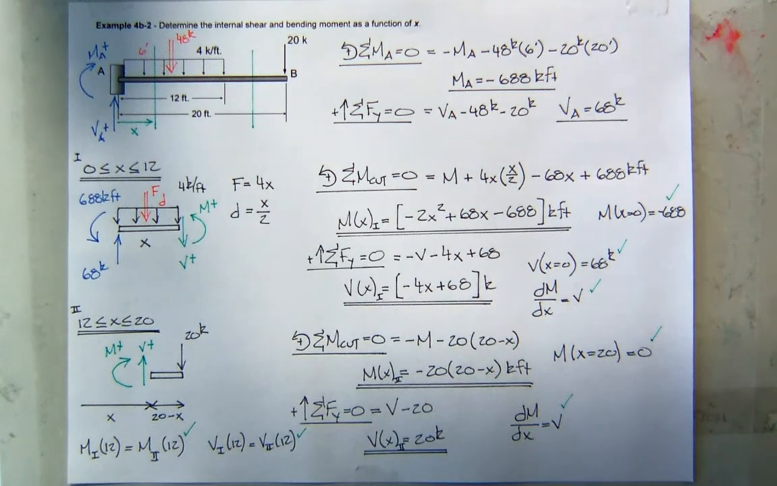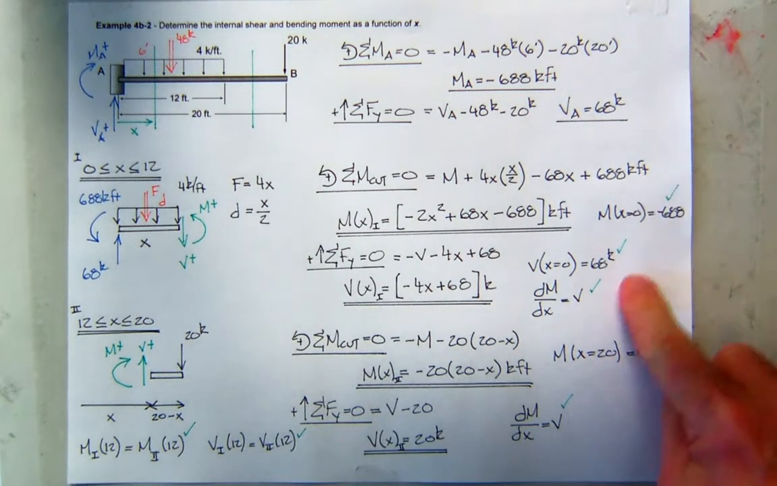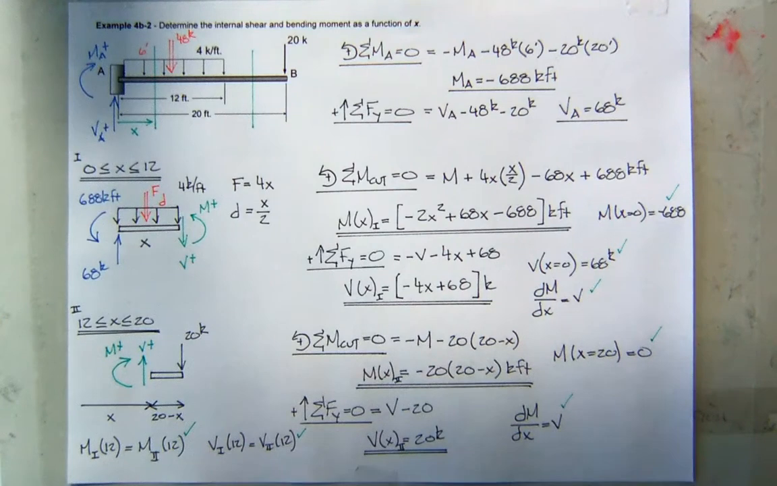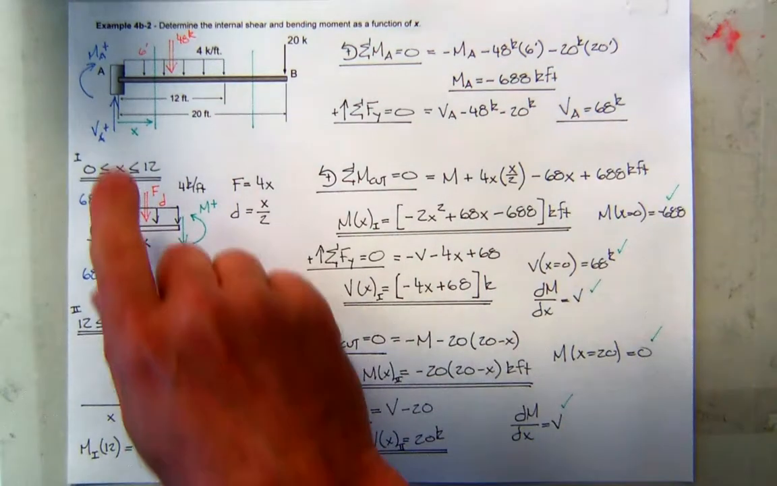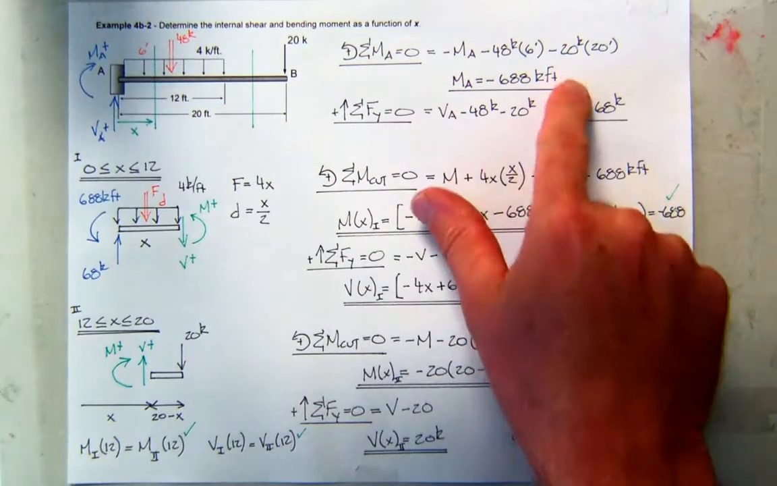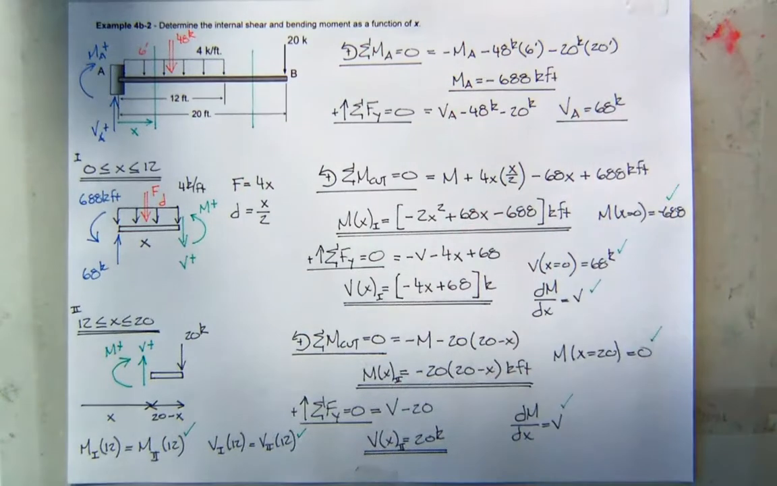So there's lots of ways, as you can see, with all the green checks we made along the way, to check your equations to see if they're valid. Now, this could be all wrong if I did what? If I messed up at the very beginning and didn't have the right reactions. So this is all dependent on the fact that you can find reactions in the beam.